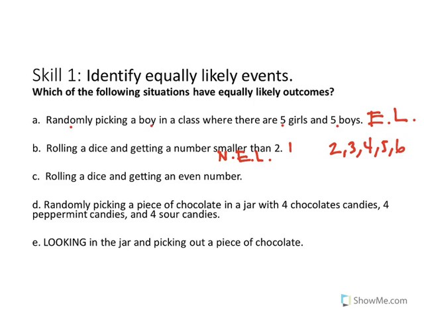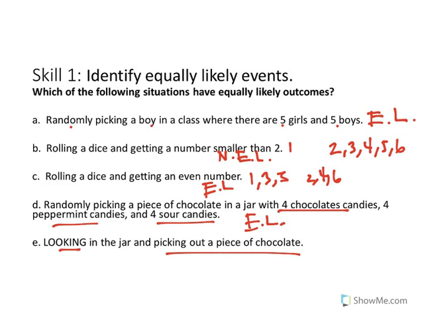Rolling a dice and getting an even number. Well, there's 1, 3, and 5, which are odds, and 2, 4, and 6, which are evens. So it's equally likely. Picking a piece of chocolate in a jar with 4 chocolate candies, 4 peppermint candies, and 4 sour candies. Since it's the same amount for each one, it's equally likely. It's fair. Now, looking in the jar and picking out a piece of chocolate. Now, that's just not fair because you're actually looking inside. So it is not equally likely. It's certain that you're going to pick a piece of chocolate if you had to.